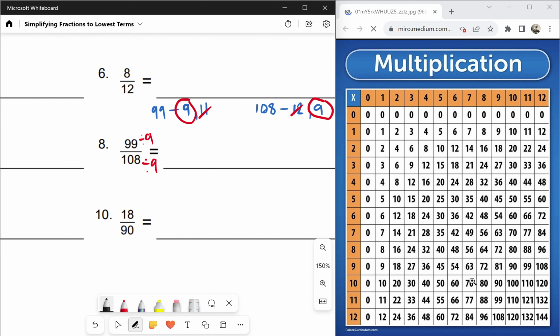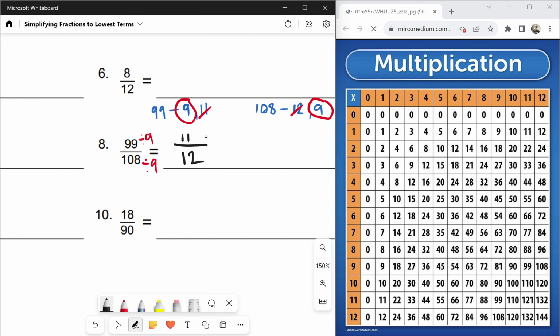99 divided by 9, I'm going to look. 99, I track it up. Yeah, 99 divided by 9 gives me 11. Okay, 99 divided by 9 gave me 11. And 108 divided by 9. 108 divided by 9 gives me 12. So 99 over 108 in probably lowest terms gives me 11 over 12.